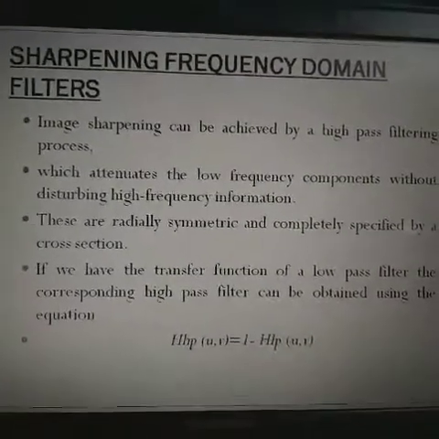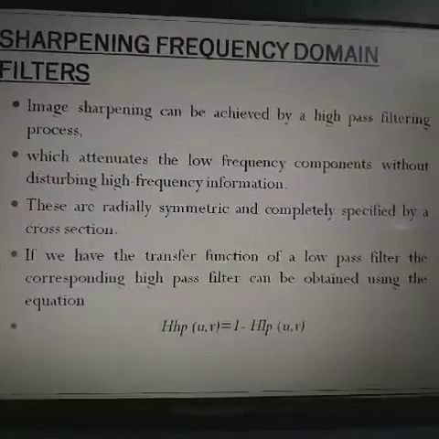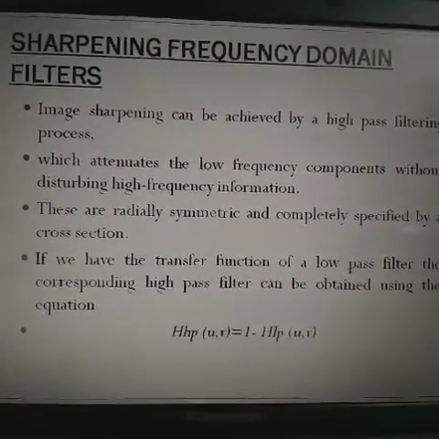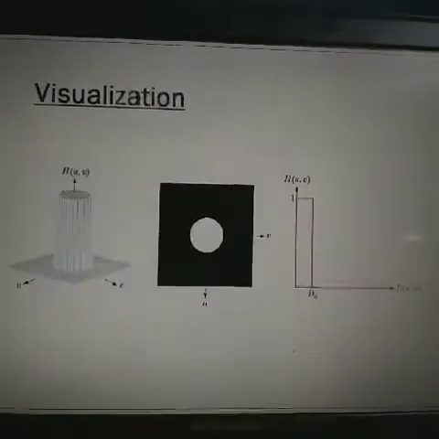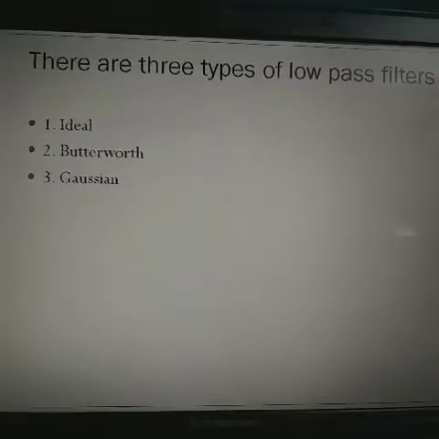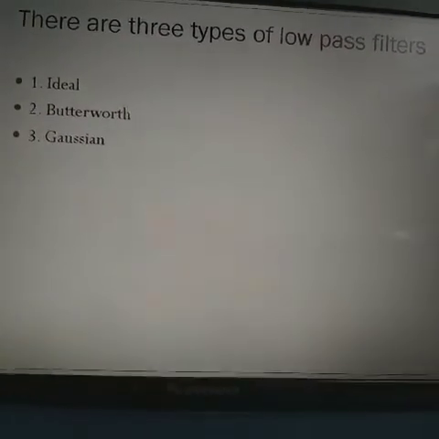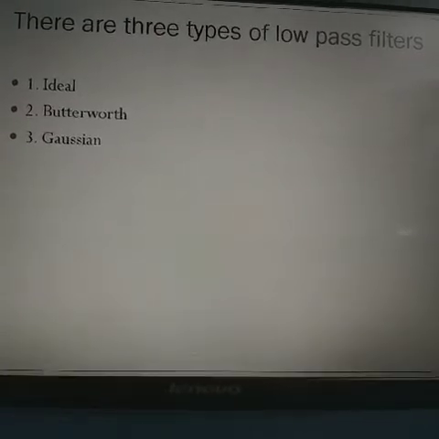The next part is sharpening in the frequency domain. Previously we covered the smoothing frequency domain filters. The very first smoothing filter is the ideal, the second one is the Butterworth, and the third one is the Gaussian.